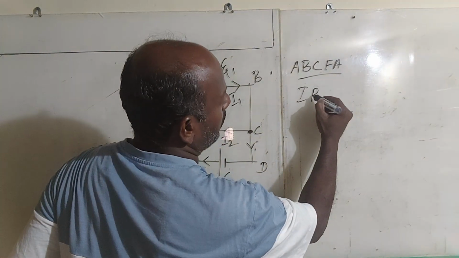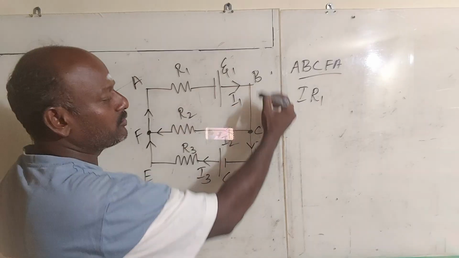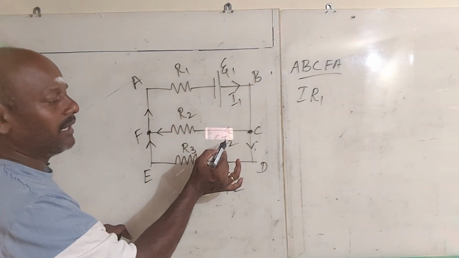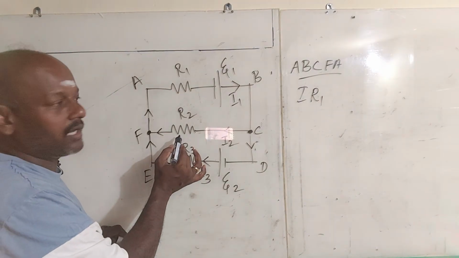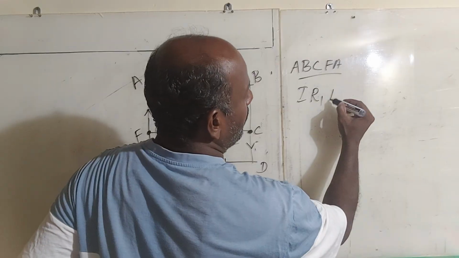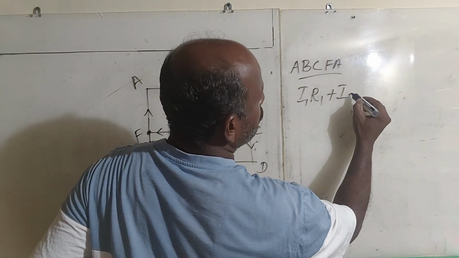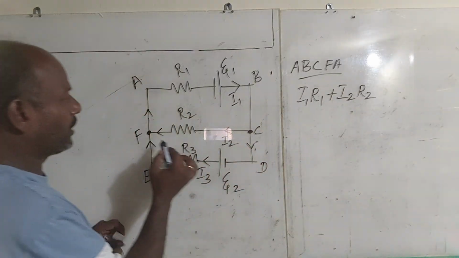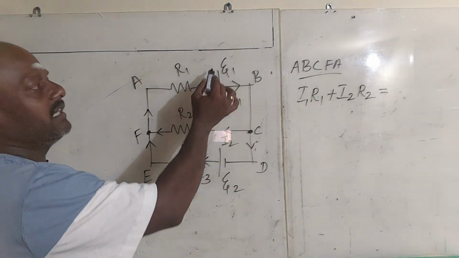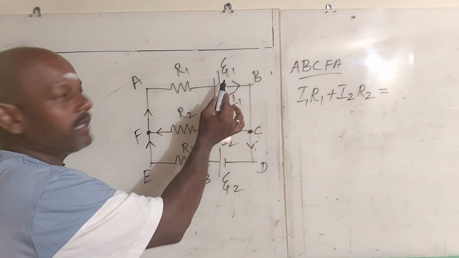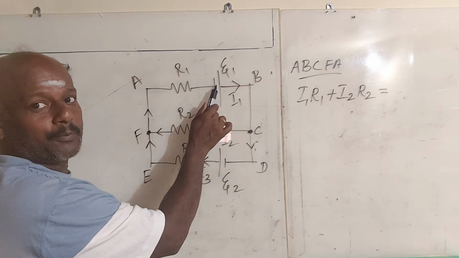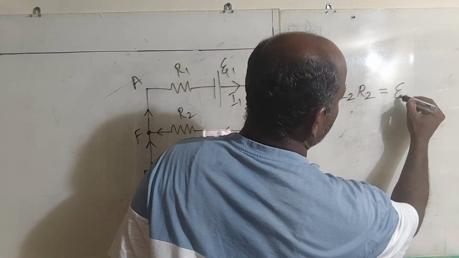So I1 R1. Then I have to move from B to C. It doesn't have any component. So when I move from C to F, I have a current I2 and also the resistance R2. So I am moving along the direction of the current, so it will be taken as positive. So I2 R2. Then it must be equal to the EMF. Here the EMF, the battery I have, it is E1. When I am moving from A to B, I am moving from lower potential to the higher potential. So it will be taken as positive, that is E1.